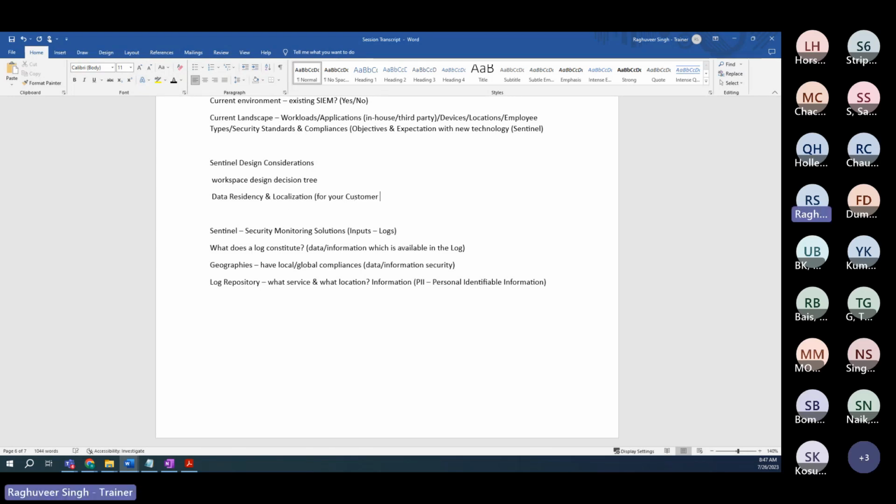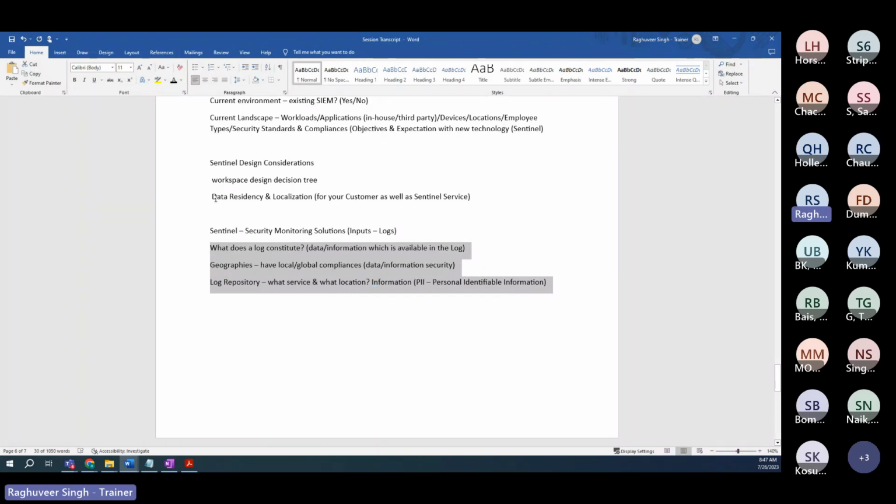For your customer as well as the Sentinel service. So what are my data residency and localization requirements? You need to ask the customer what their data residency and localization requirements are. If they know, well, if they don't know, then you need to identify, based on these parameters that you are collecting here and the decisions that you are making, what their data residency and localization requirements are.